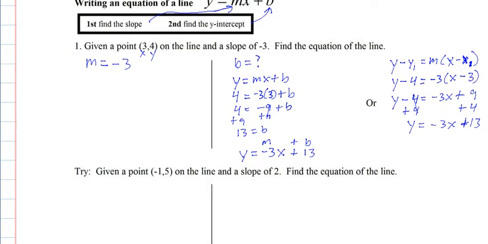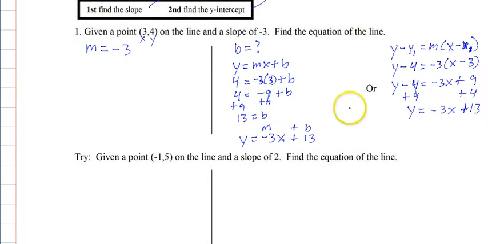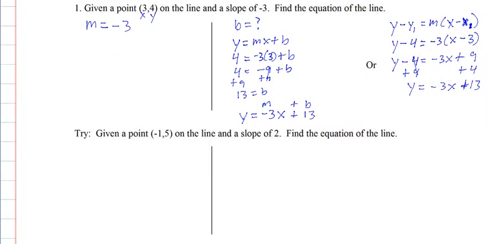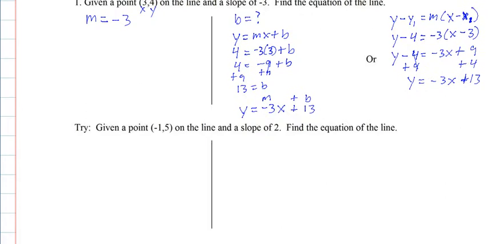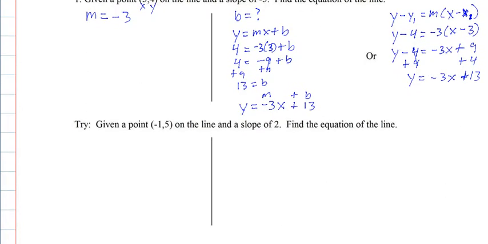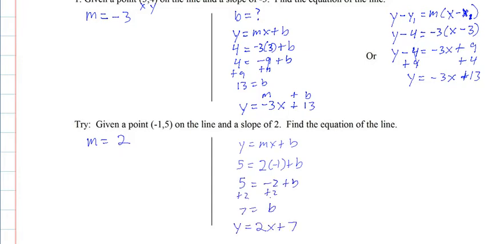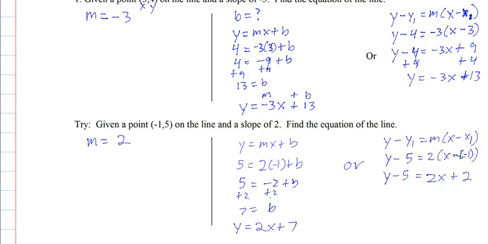Alright, I want you to try these steps. So pick which method you like and try it. I don't need to see both, just do a method. Alright, so hit pause, give it a shot. And there you have it. So whichever method you like and you use, you should have gotten y equals 2x plus 7.